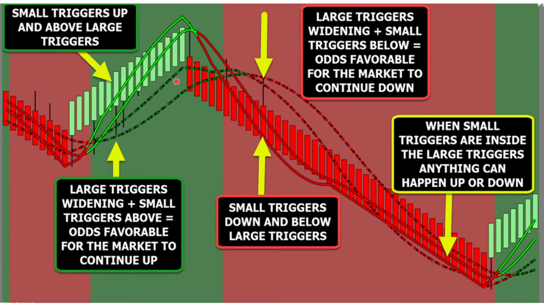When I have strong triggers, this is what I look for to break key Fibonacci areas. When I have strong triggers, I'm going to buy Fibonacci support on a smaller chart. I'm going to sell Fibonacci resistance on a smaller chart.